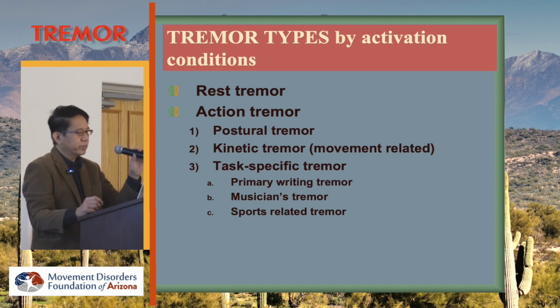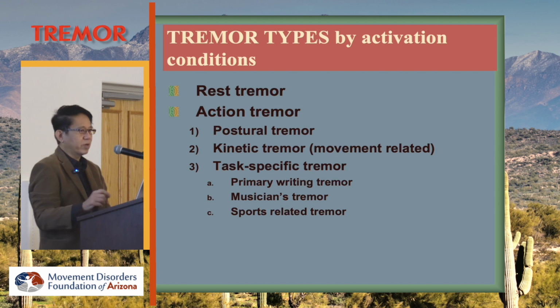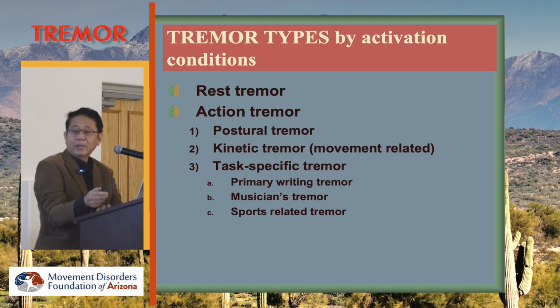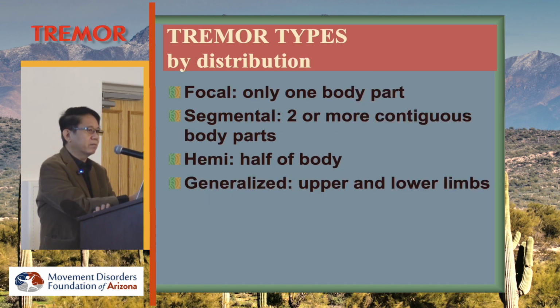And then I also look at the distribution. The most common thing I see is focal tremor. Focal means it's in one body part. So for instance, just your head, or just your chin, or just your voice, or one hand, and so forth. Whereas segmental tremor means two or more contiguous parts are involved. So for instance, let's say your head and one arm, or an arm and your body. So it's contiguous parts. And then hemi means half of the body, either the right side or the left side. And then generalized tremors would be tremors that involve your upper and lower limbs.